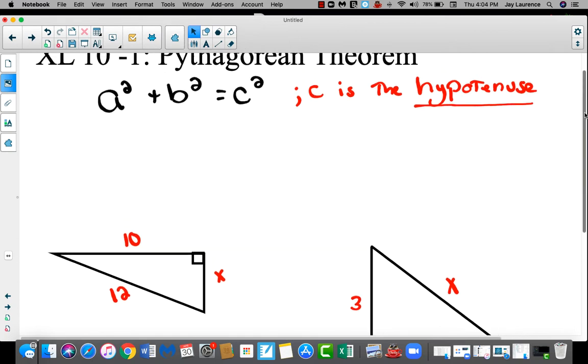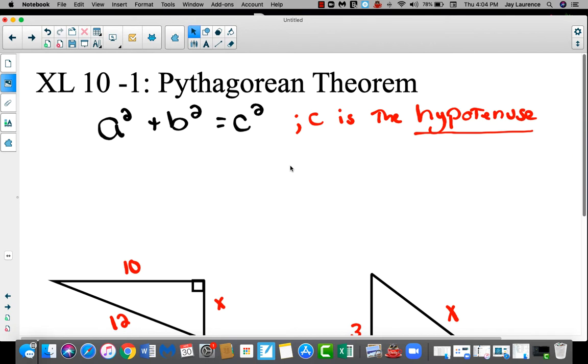Algebra students, Mr. Lawrence here, and today we're going to be talking about the Pythagorean Theorem. This is the beginning of trigonometry, the study of triangles, and actually the beginning of engineering. Modern engineering starts with this. Without this, our engineering does not exist. It's very, very important.